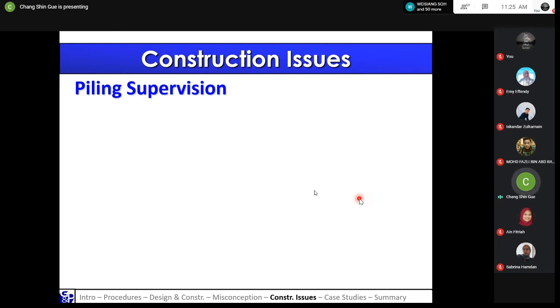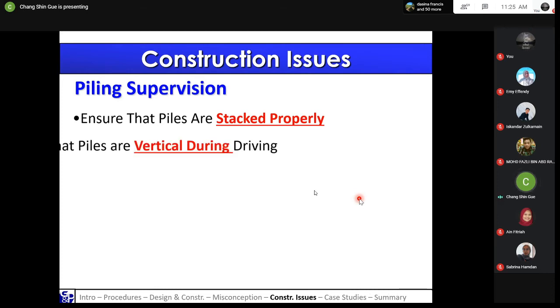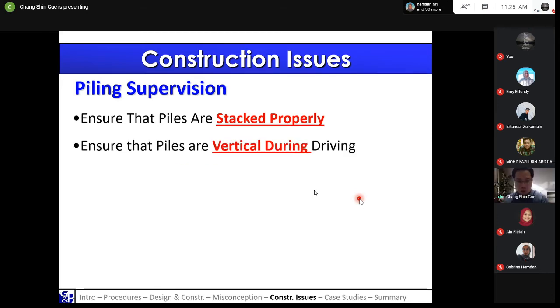Now, I also want to share with you that piling supervision is very important. So when you supervise construction of piles, if you go to site, ensure that piles are stacked properly, like I mentioned before, and also to ensure that the piles are vertical during piling. And keep proper piling records.